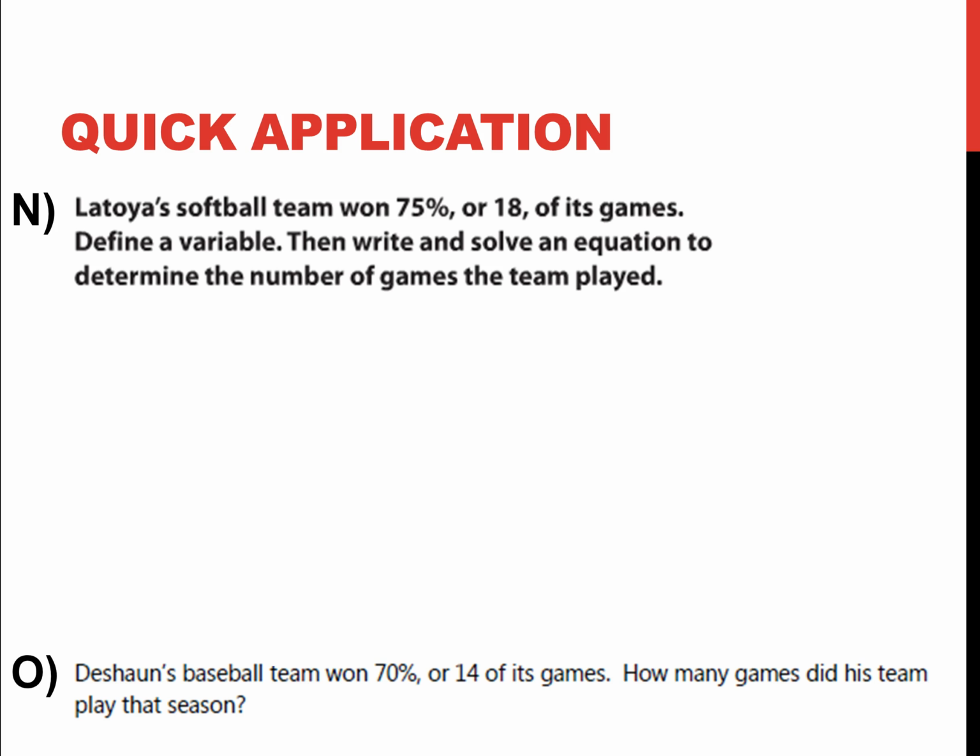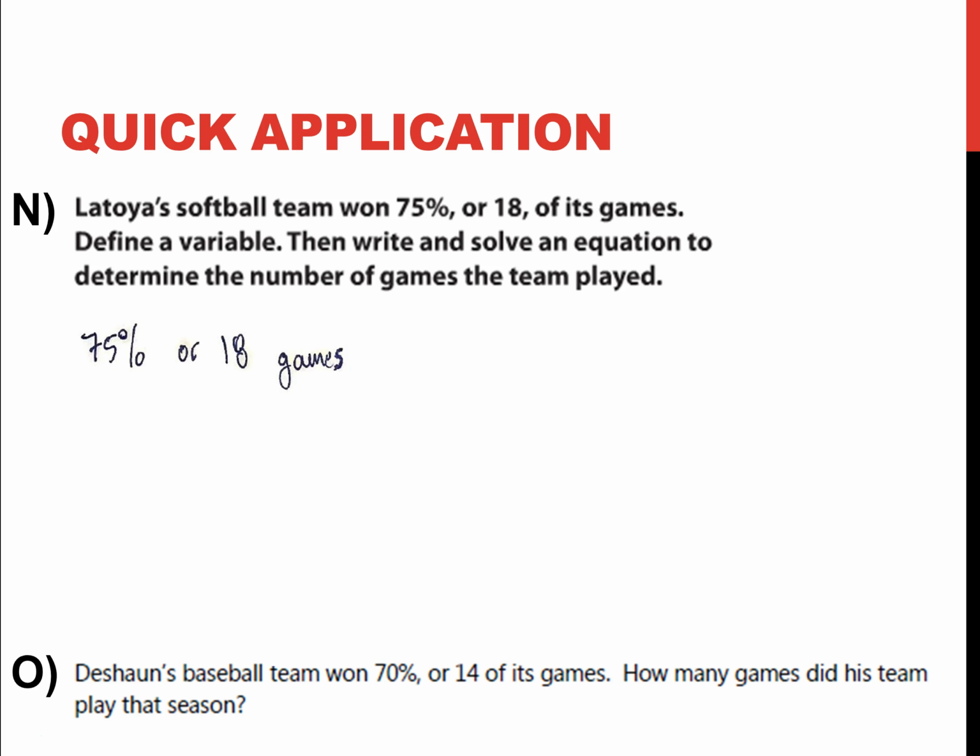So we got a quick application problem to kind of hold all of this home. So example N is everyone's favorite, which is a word problem. Latoya's softball team won 75%, or 18 of its games. So we got to define a variable, then write and solve an equation to determine the number of games the team played, or total games.